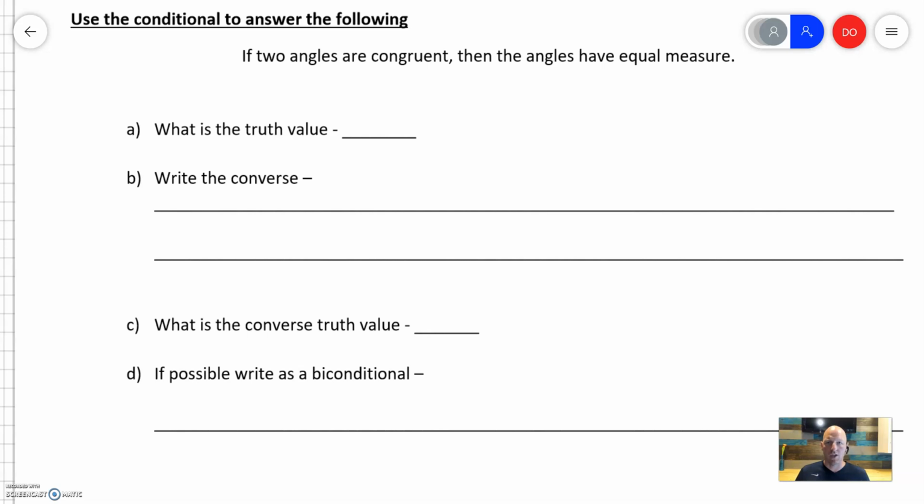Hello again, we're still in Geometry, Unit 2, Section 2-2, Biconditionals. This is video 3 of 4. I'm going to take a look again at another conditional and see if we can turn this into a biconditional.